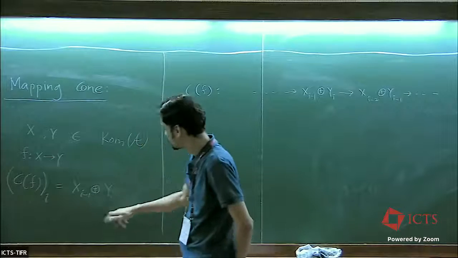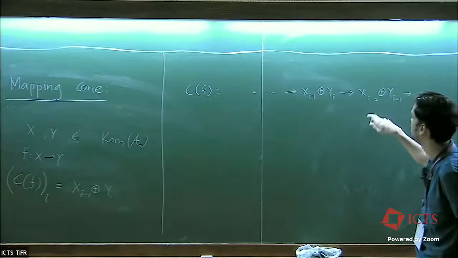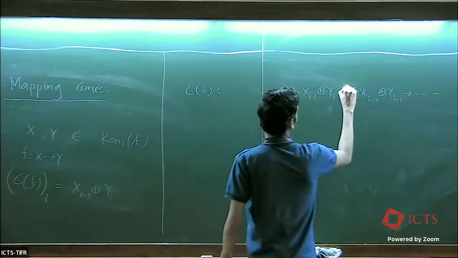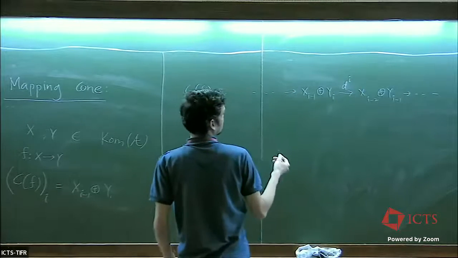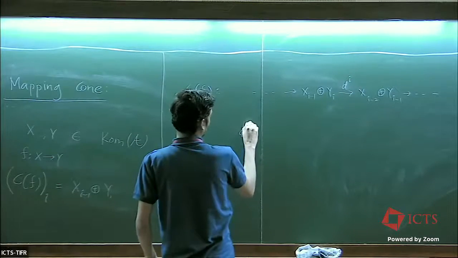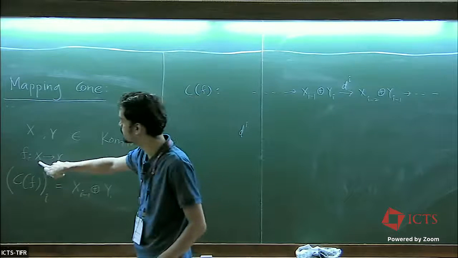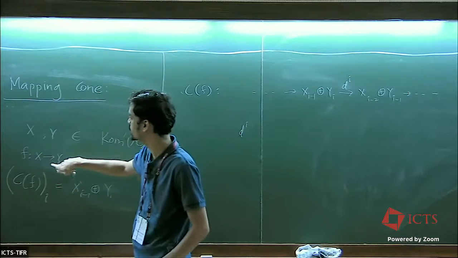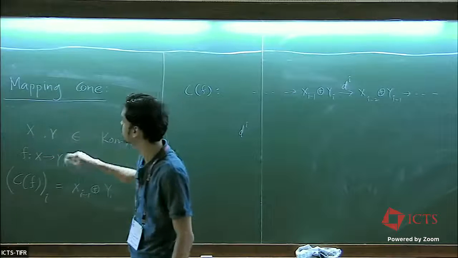And I should tell you what this map is. So let's call it D_i. So we started with an f from X to Y. So for every i, we have a map f_i from X_i to Y_i. Also, we are starting with two complexes X and Y.